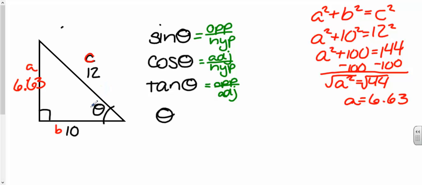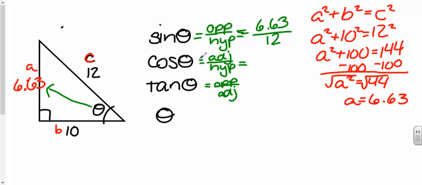So what I like to do is from my theta, I like to draw my line to the opposite side just to keep everything straight. So sine, being opposite over hypotenuse, is going to be the opposite side from theta, or 6.63, over the hypotenuse, and the hypotenuse is across from the 90, so it's over 12.